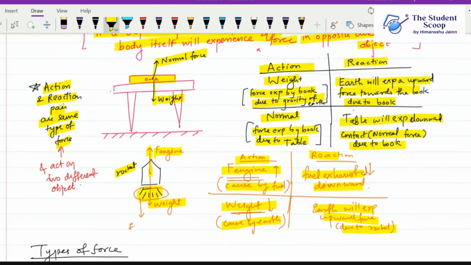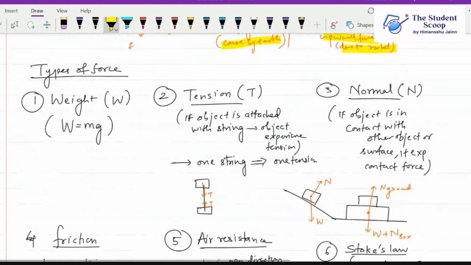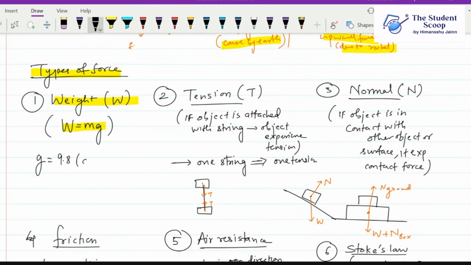Next is the type of forces. We will quickly go through all the types of forces. So we are aware of force types like weight. Weight is given by mass times gravity, and the gravitational acceleration on Earth is 9.8 meters per second squared, but it can be any value. It can change. So as per that, the weight will change, but the mass remains the same. This is something that we are aware of.